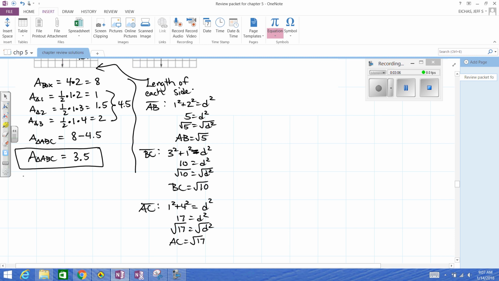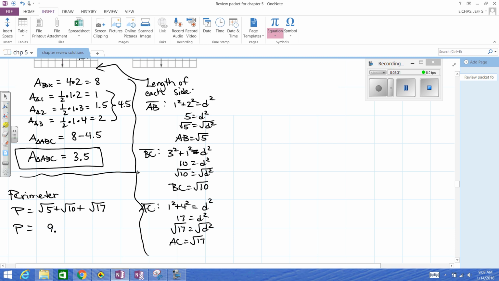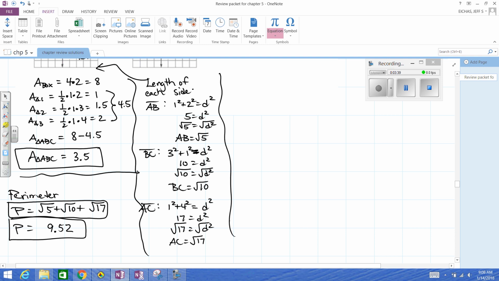All right, for perimeter, we're just going to add up all the sides. So square root of 5 plus square root of 10 plus square root of 17. Now you can't combine those through addition, so you can't call that square root of 32. It's very different. You can leave it like this, or if you really want to round, it's about 9.52. Either answer depending on what they ask for. If they ask for exact, that is exact.